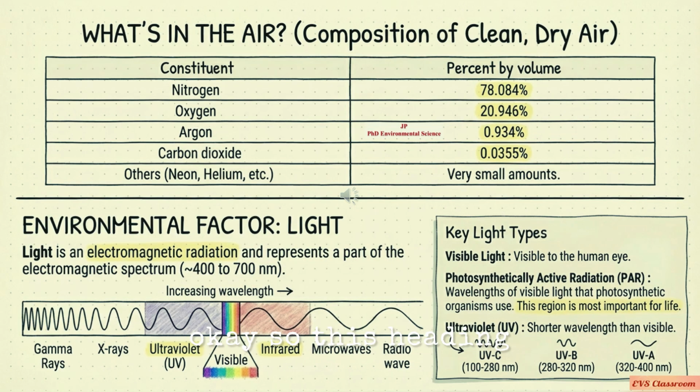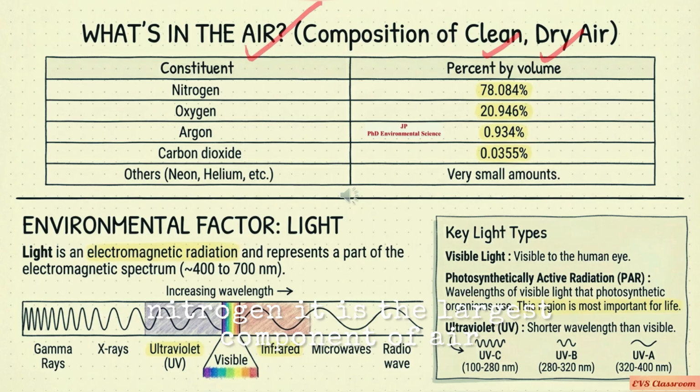Okay, so this heading, What's in the Air, introduces the composition of the atmosphere, that is, which gases are present in air and in what proportion. Clean air is air without dust, smoke, or pollutants. Dry air is air without water vapor. So, this composition is taken under standard conditions for scientific study.